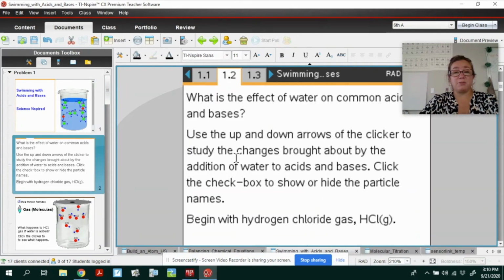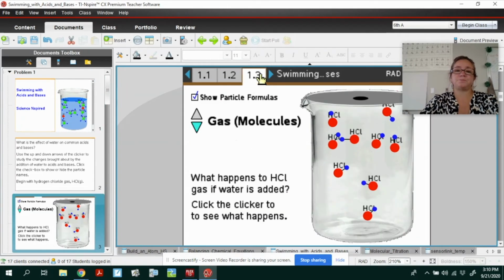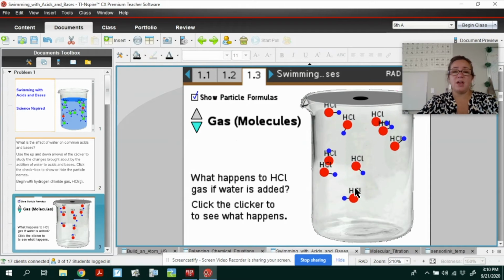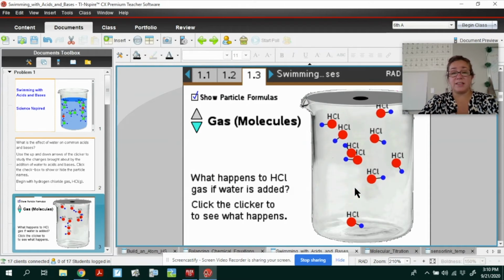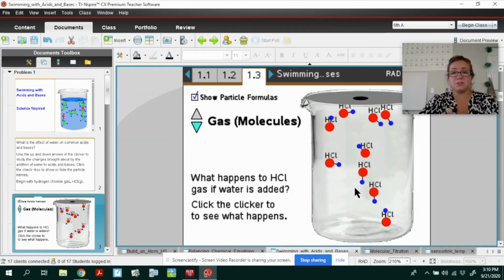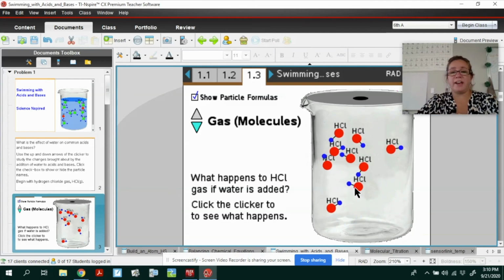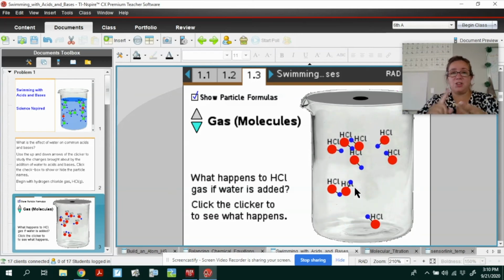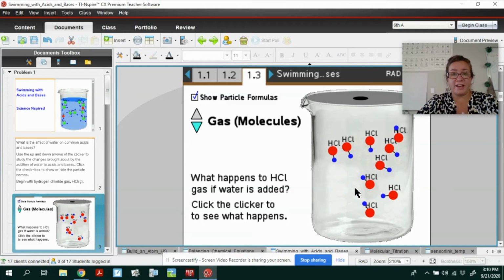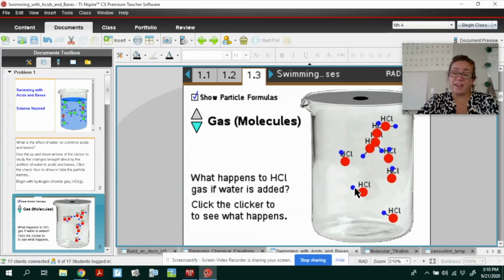And so there's some information that tells you what to do. And so I have hydrogen chloride gas, and it's a gas. It tells me that, but it's also a gas because these are particles moving around. You can have a discussion. How do you know it's a gas? Well, they're hitting each other. They're hitting the side of the wall. They're rotating around. Those are all properties of gases.